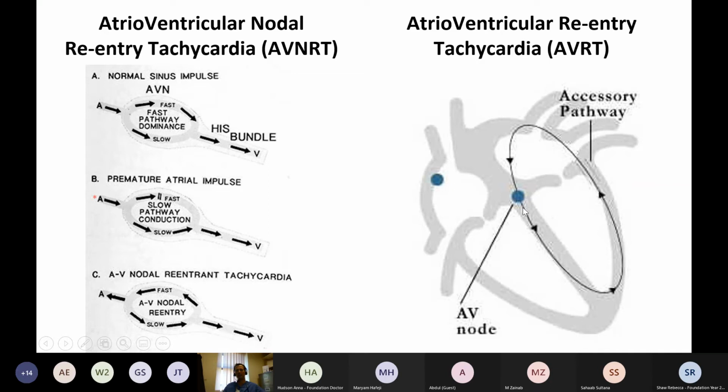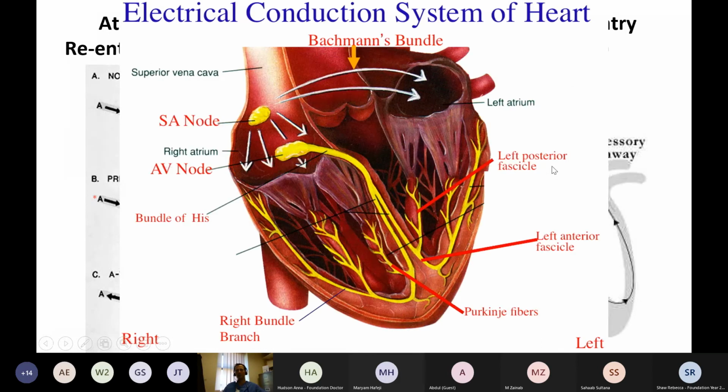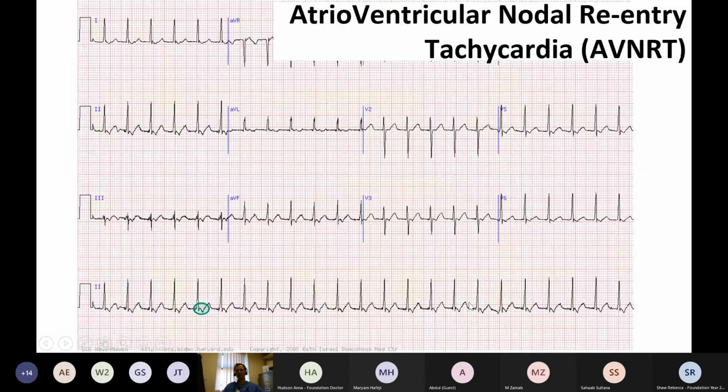And here, can you see how much more has to be done to get the signal to the atrium? So the P waves typically are buried in the T wave where you can't see them. So if you can't see something like this retrograde P wave, you'd be thinking more of an AVRT, sorry, not AVNRT, but it's not absolute.